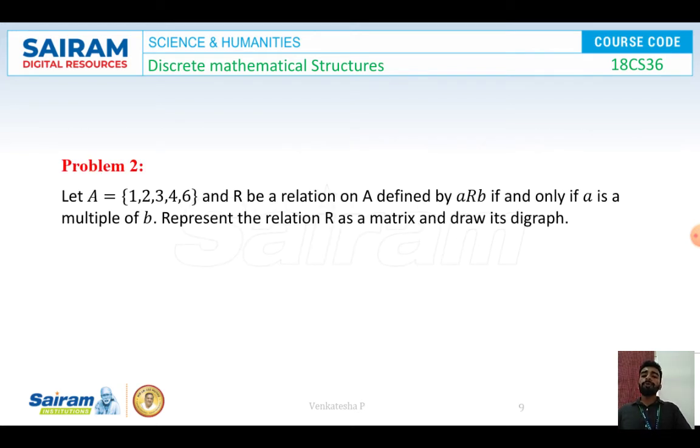So next, problem number 2. Let A be equal to {1, 2, 3, 4, 6} and R the relation on A defined by a R b if and only if a is a multiple of b, and this R is given by the following matrix, so we have to plot only the digraph here.